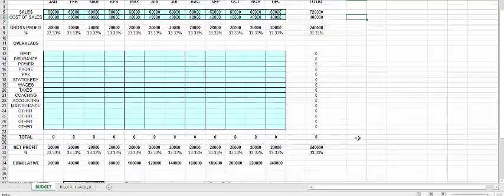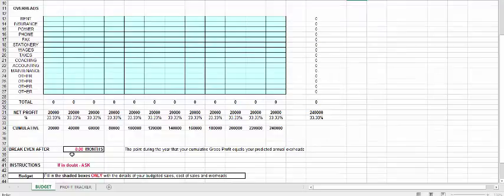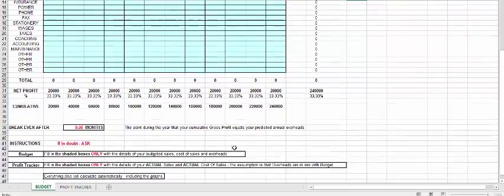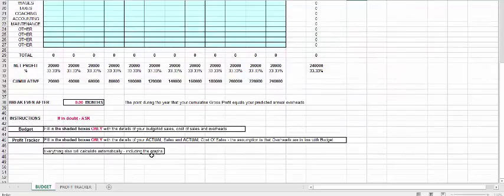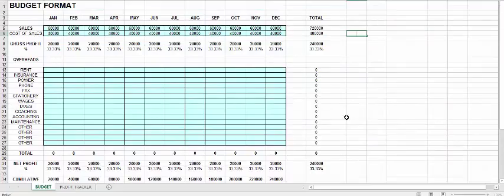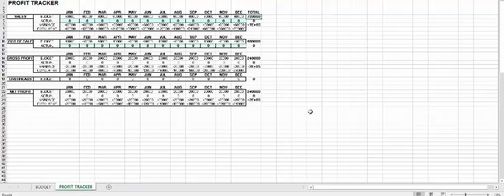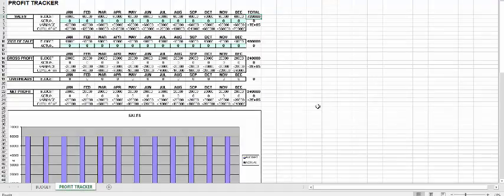So now you're going to have a break even after how many months in business. And obviously you've got some instructions on how to fill this out. Now the one thing I love about this tool is the next tab, what we call the profit tracker. The profit tracker is something we use to track how we're doing.